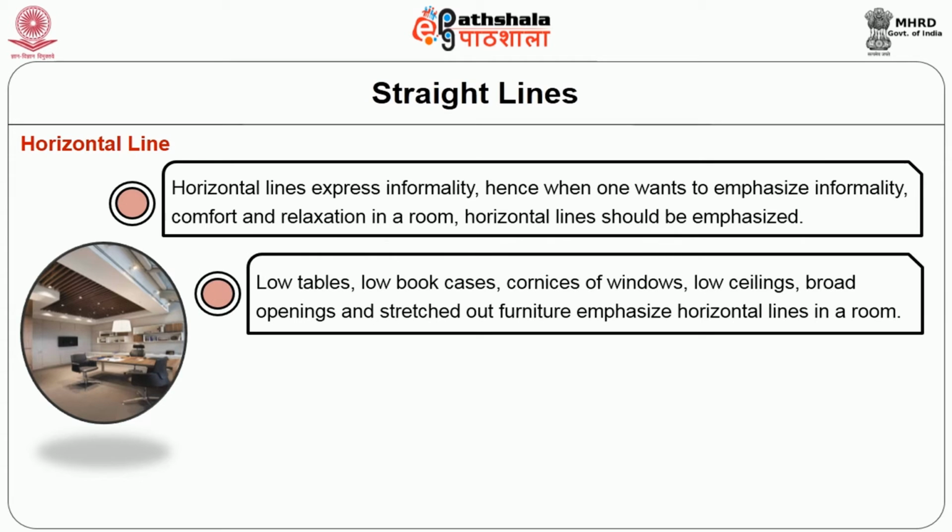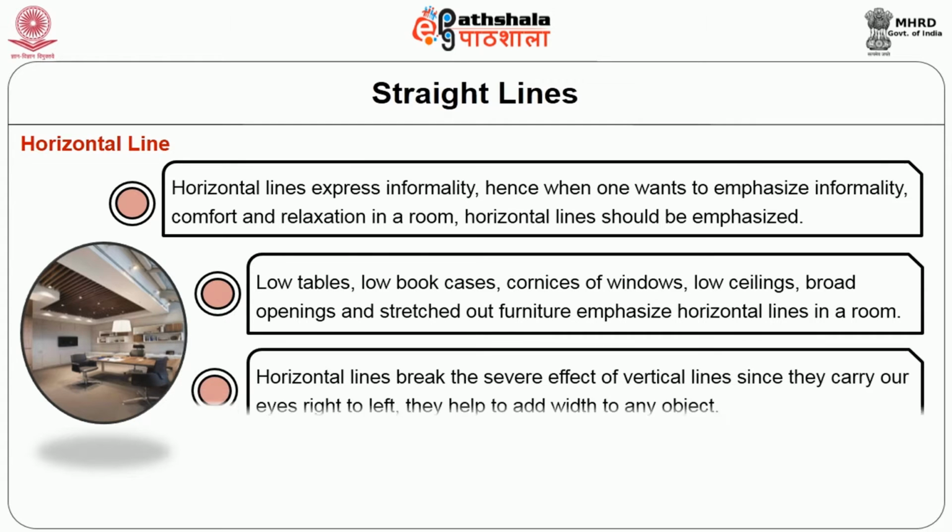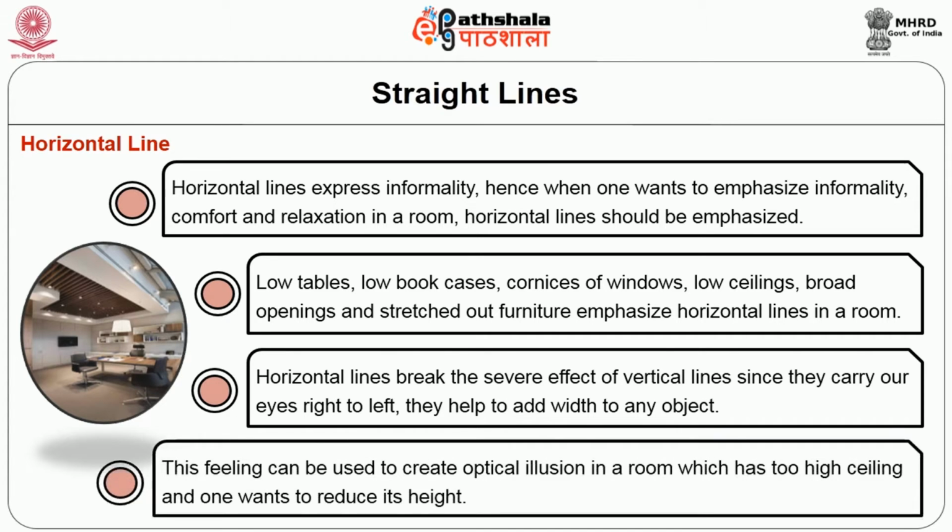Low tables, low bookcases, cornices of windows, low ceilings, broad openings and stretched out furniture emphasize horizontal lines in a room. Horizontal lines break the severe effect of vertical lines since they carry our eyes from right to left and help to add width to any object. This can be used to create optical illusions in a room which has too high a ceiling, or when one wants to reduce its height.